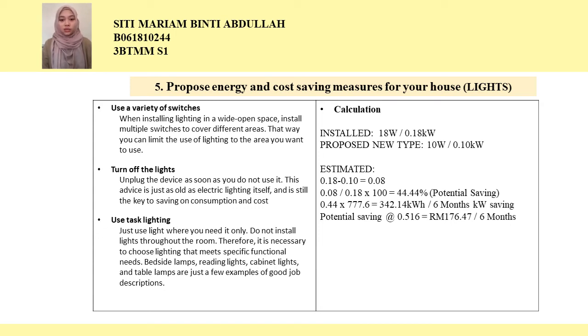And the last one is to use task lighting. Just use light when you need it only. Do not install lights throughout the room. Therefore, it is necessary to choose lighting that meets specific functional needs. Besides, lamps, reading lights, cabinet lights, and table lamps are just a few examples of good task lighting.